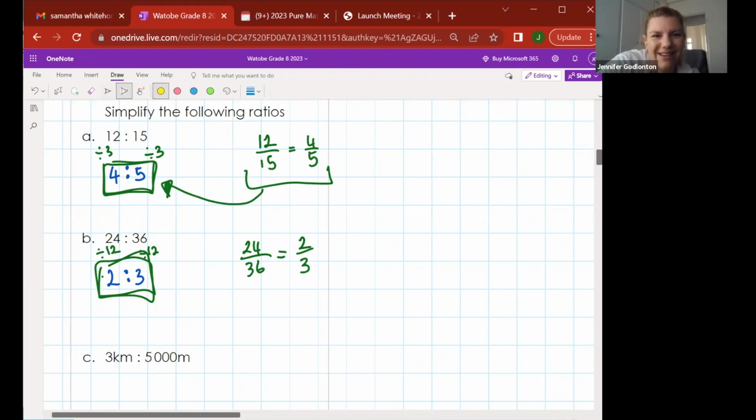Yes, ma'am, they're in different measurements, ma'am. Like, so one is in kilometers and one is in, I mean, it's in meters and the other one is in kilometers. Beautiful. That is the perfect answer.